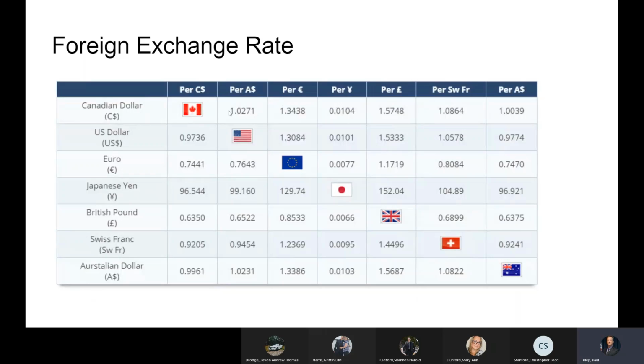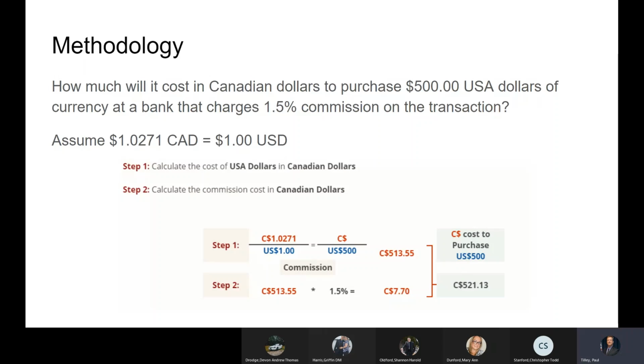So normally you're shown these types of tables. And the question is, how do we do the math on it in order to calculate how much it is going to cost us to trade one currency for another? So here's the simple methodology. And we put a little bit of a fly in the ointment of this one, in the fact that there's commissions, okay? So how much will it cost in Canadian dollars to purchase 500 US dollars at a bank that charges 1.5% commission?